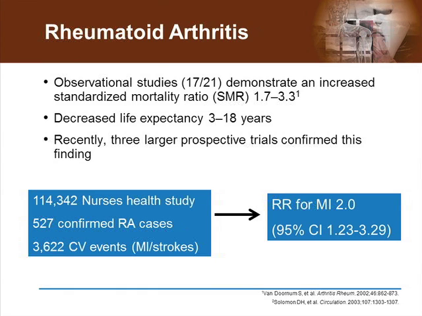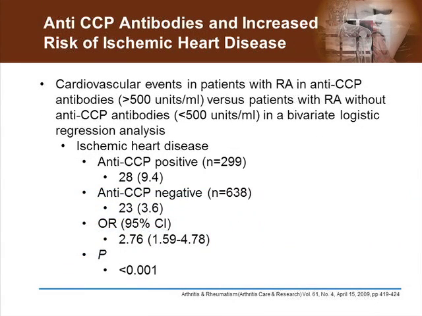So in a larger study of rheumatoid arthritis from Van Durham looking at over 20 observational studies, it demonstrated an increased standardized mortality ratio from 1.7 to 3.3. There was a decreased life expectancy of up to 18 years. And recently, 3 larger prospective observational trials have confirmed this finding.